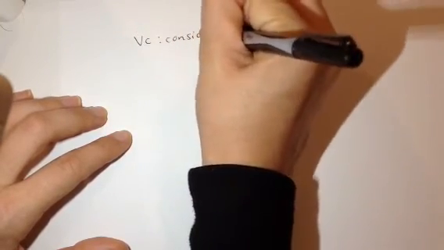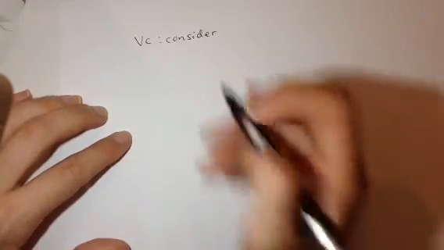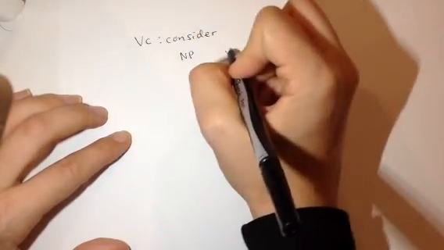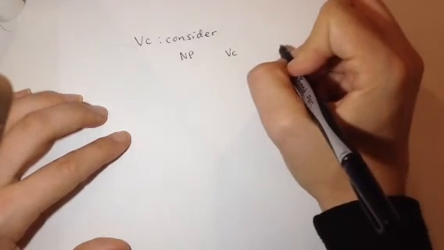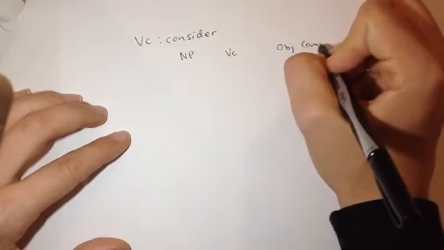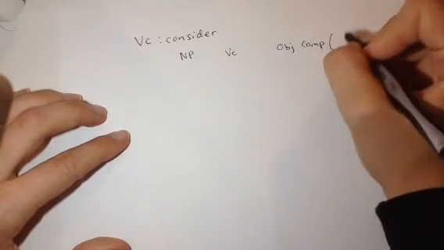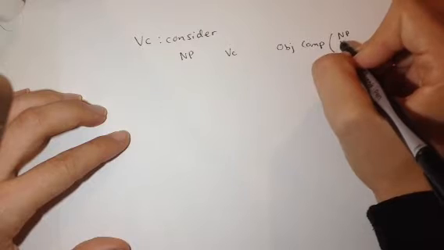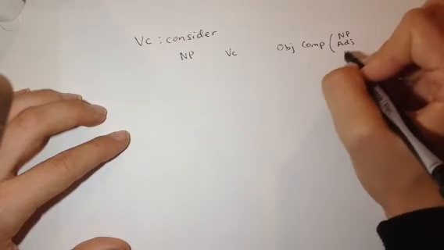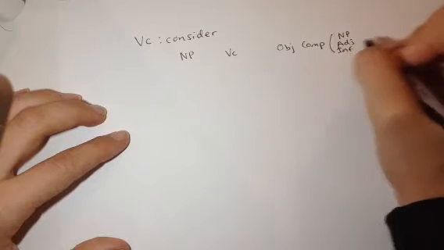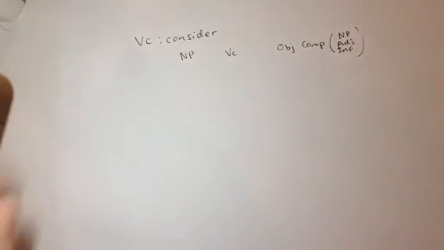Okay, on to more stuff. We're going to do diagramming VCs. So, VC. This is the verb of consider. And here we have some options. We always have a noun phrase, the verb consider, and then we always have an object complement, but the object complement could be a noun phrase, an adjective phrase, or an infinitive. Okay? So you need to kind of see that.